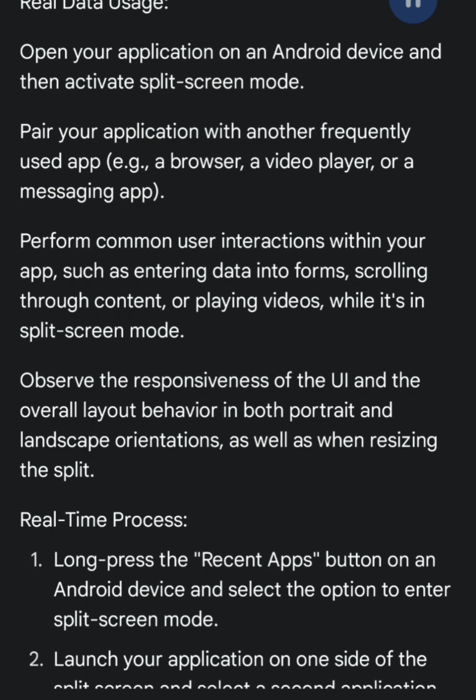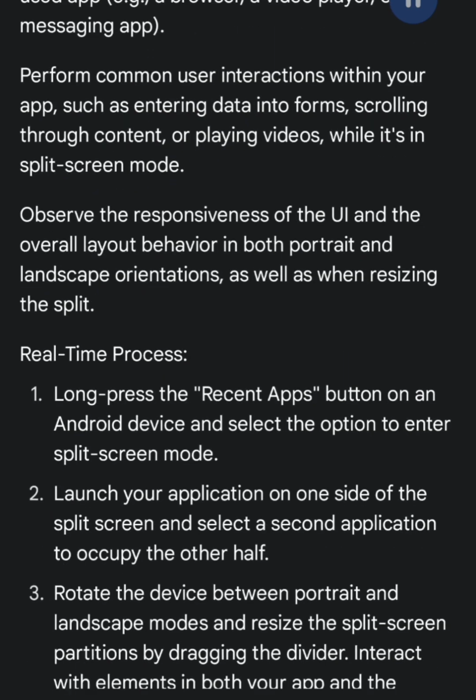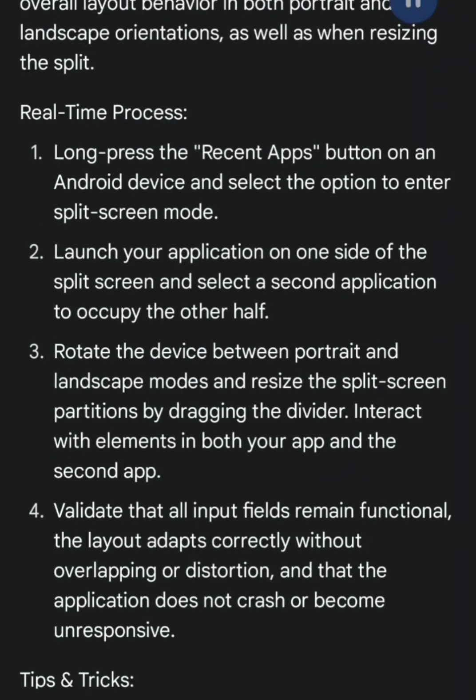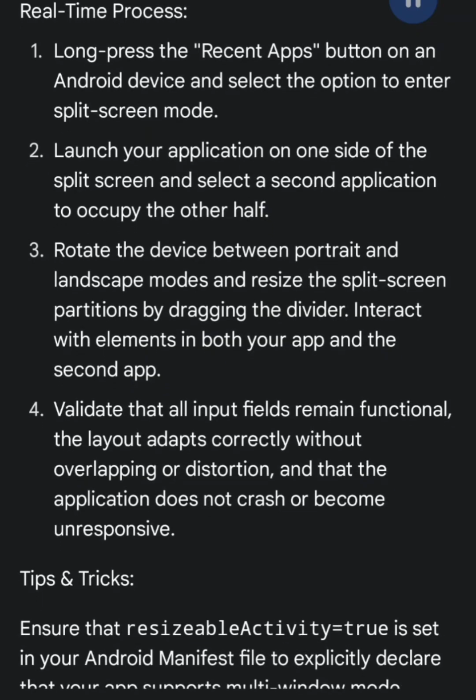Real data usage: Open your application on an Android device and then activate split screen mode. Pair your application with another frequently used app, e.g., a browser, a video player, or a messaging app. Perform common user interactions within your app, such as entering data into forms, scrolling through content, or playing videos, while it's in split screen mode. Observe the responsiveness of the UI and the overall layout behavior in both portrait and landscape orientations, as well as when resizing the split.